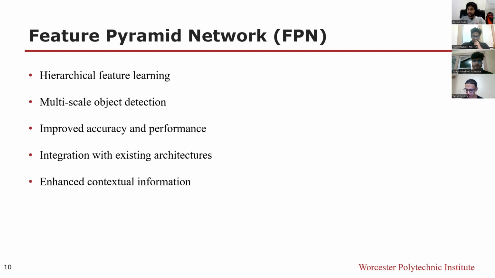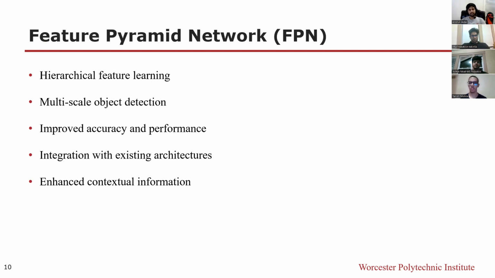So in this slide, we'll talk about the feature pyramid network and why we chose this particular algorithm for our project. The first reason is the hierarchical feature learning. The FPN is able to capture multiple features at multiple scales, and that allows us for robust feature representation. And this is able to capture both the high level and the low level details.